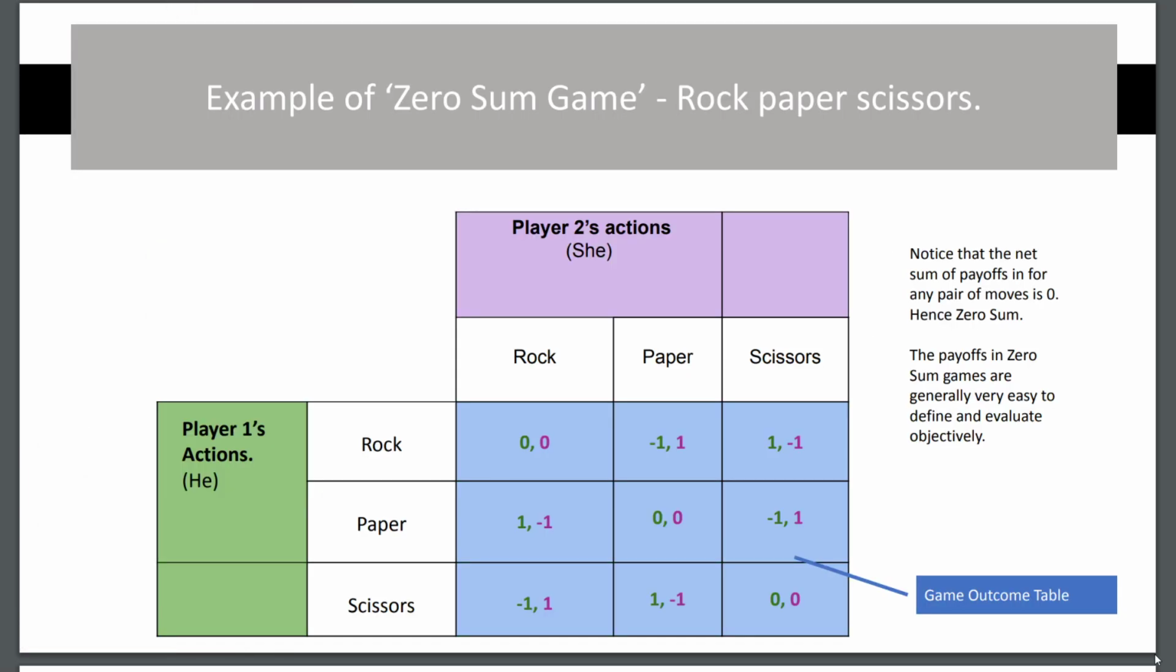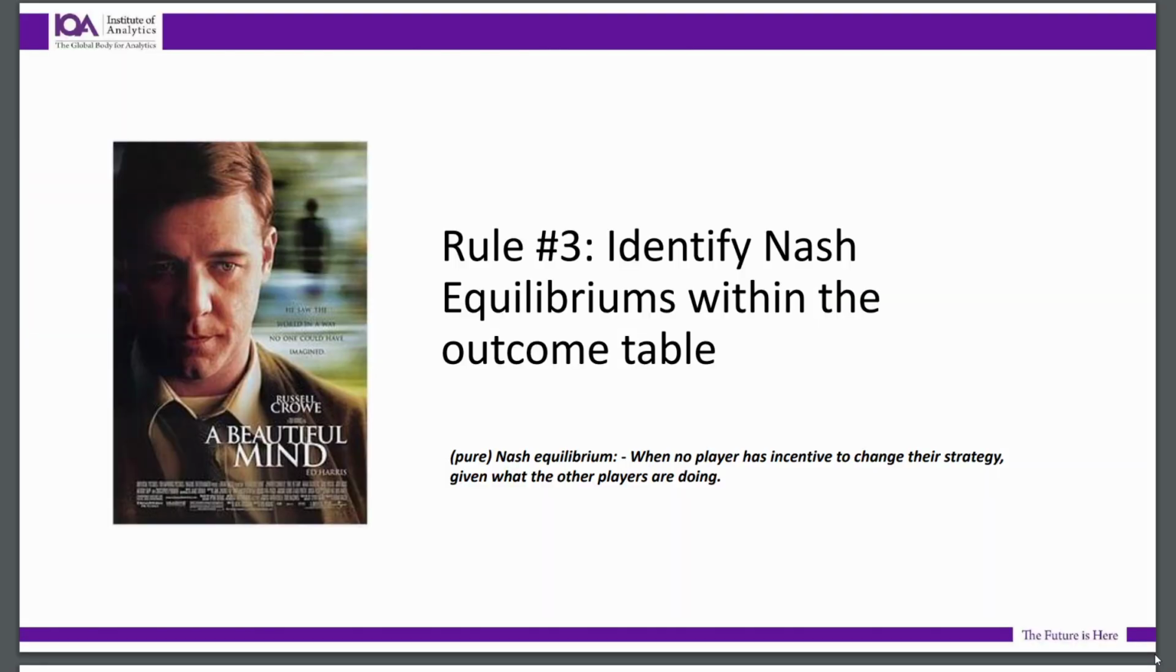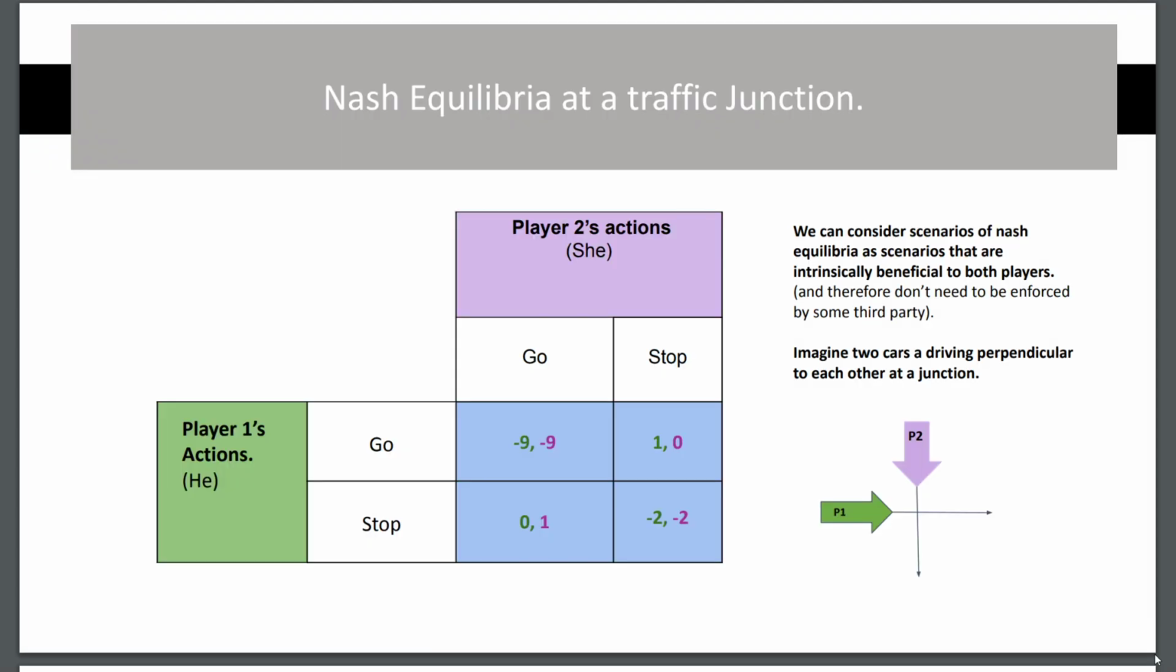Next, we look at Nash equilibria. A Nash equilibrium occurs when no player can improve their payoff by unilaterally changing their strategy. Imagine two drivers at a junction. If one goes and the other stops, both avoid a crash. This is an example of a Nash equilibrium, as neither driver has an incentive to change their action.